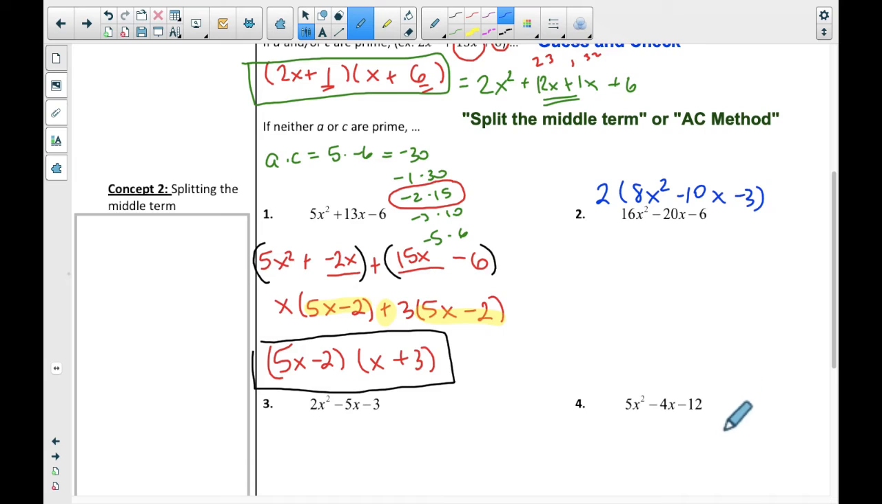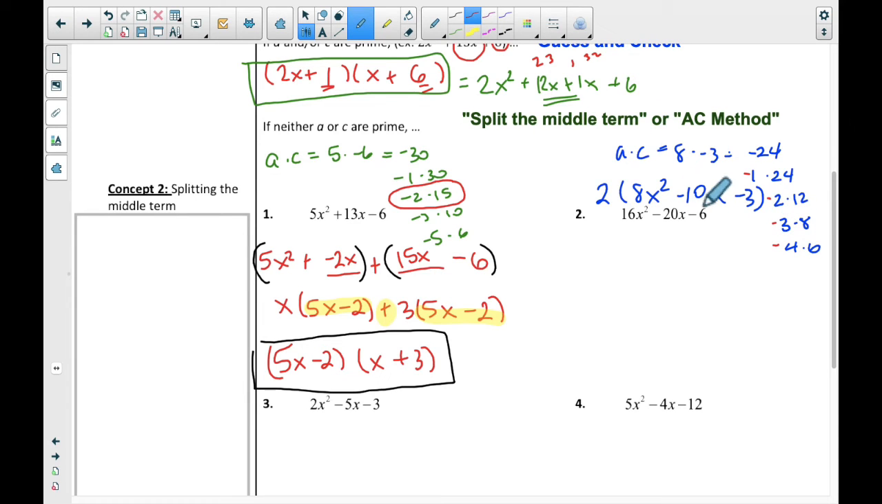Okay, so I factored out that 2. Now I'm going to have to remember when I give my final answer, I have to keep that 2 in my final answer. So don't forget about it. But now my AC is 8 times negative 3. That's negative 24. And so my factors of negative 24 are 1 and 24, 2 and 12, 3 and 8, 4 and 6, 5, no, and then we're going back the other way. But of course, one of these has to be negative. I just didn't write it down, but if I want to, I can write that down.